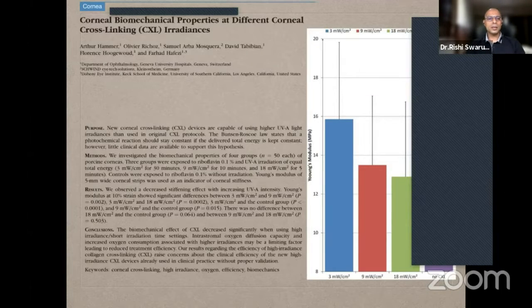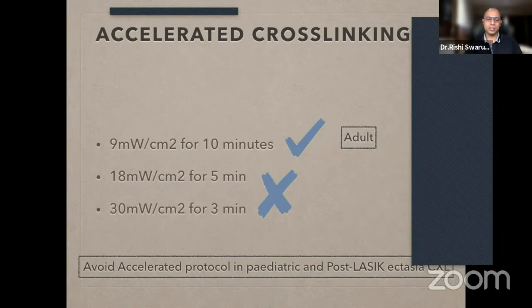There have been several studies which have compared these different protocols, and it is clearly shown that the Dresden protocol is the most effective, and you have a decreasing effect as you reduce the duration. So probably a good balance would be the 9 milliwatt for 10 minutes if you want to save time, but still get a fairly good amount of UV irradiation and cross-linking effect. That's the one which I would recommend if you want to do accelerated cross-linking.